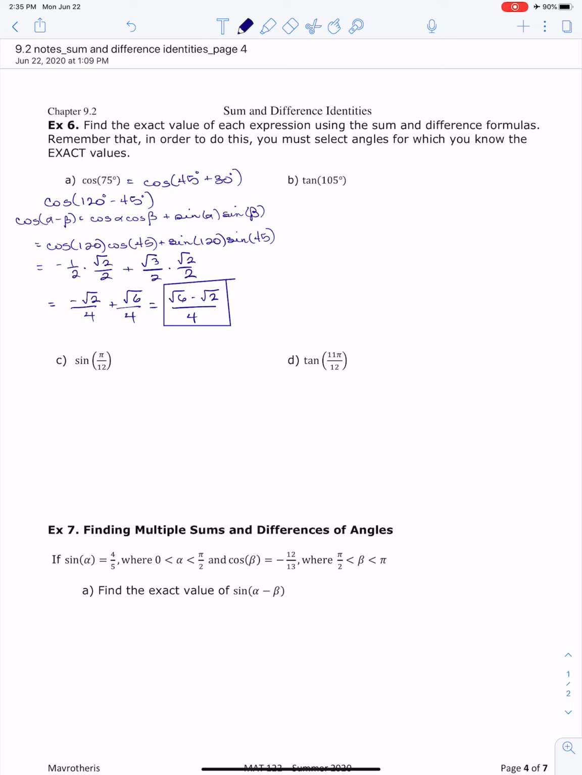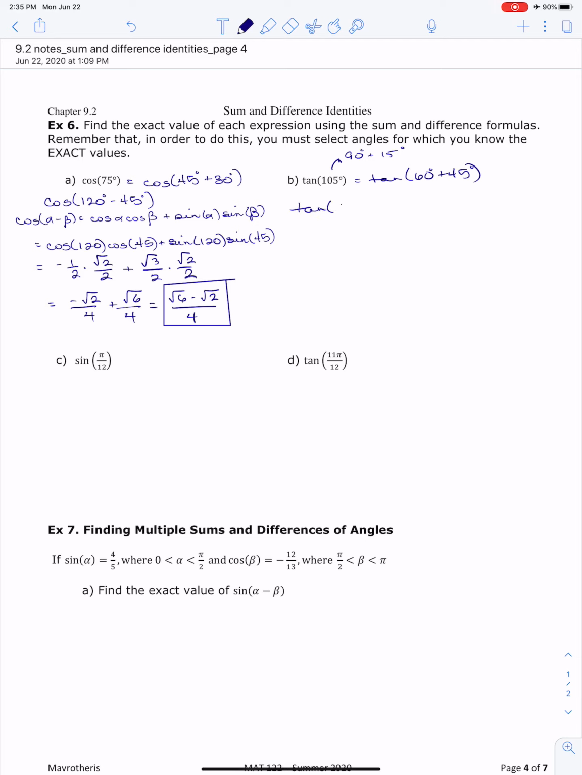B, tangent of 105. So how can I make 105? I could go 90 plus 15. 90 I could work with, 15 I don't know. So I need to come up with a different way. So how about we go with tangent of 60 plus 45. That should work.